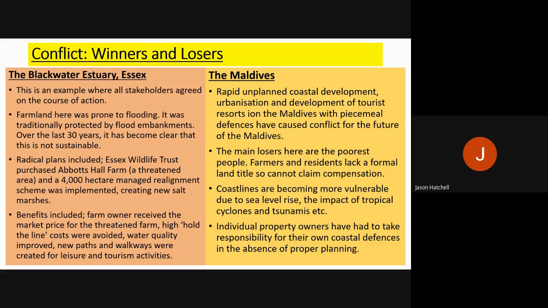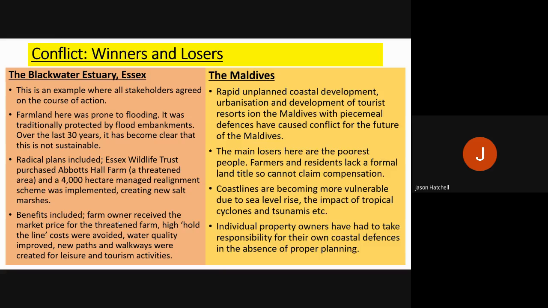Coastlines there are becoming more vulnerable because of this sea level rise, because of cyclones, because of tsunamis, and sea levels rising in general. Individual property owners in the Maldives have had to take responsibility basically for their own land in the absence of proper planning and coastal defences.